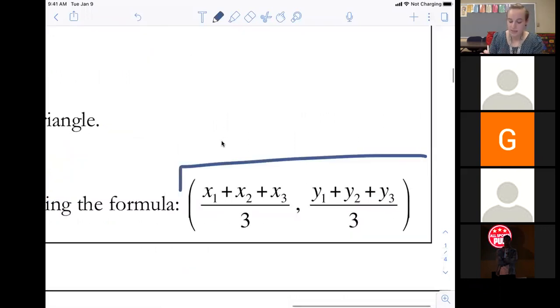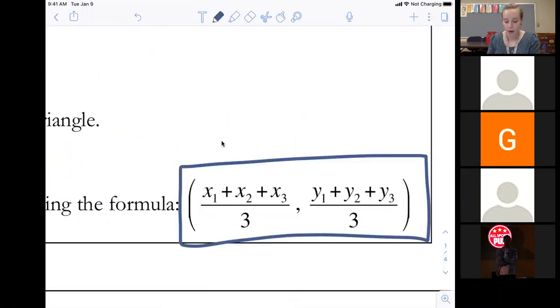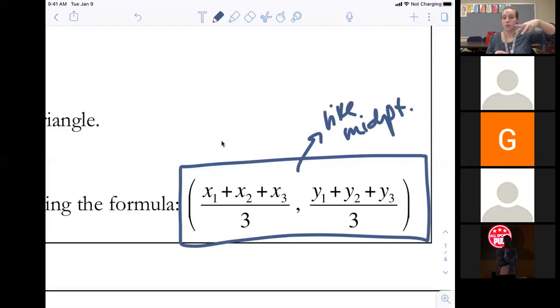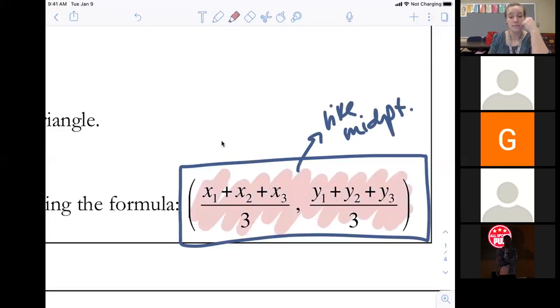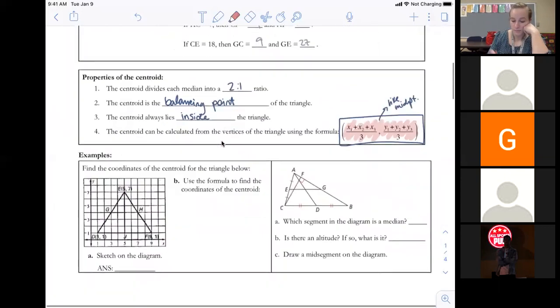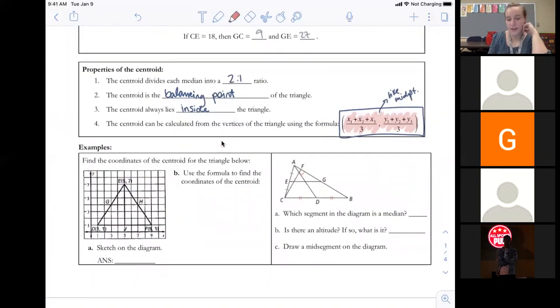x1 plus x2 plus x3 divided by 3, and then y1 plus y2 plus y3 divided by 3. This is basically the midpoint formula, but instead of a midpoint with 2 points, I'm taking the 3 points of the triangle and finding the average of those x's and of those y's. This is the only math, algebra calculations we're doing today. So that being said, let's go down to the figure and let's do that.